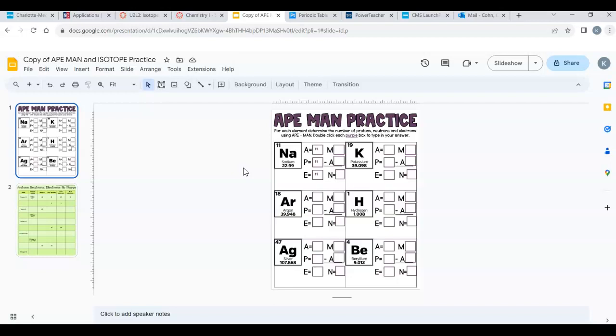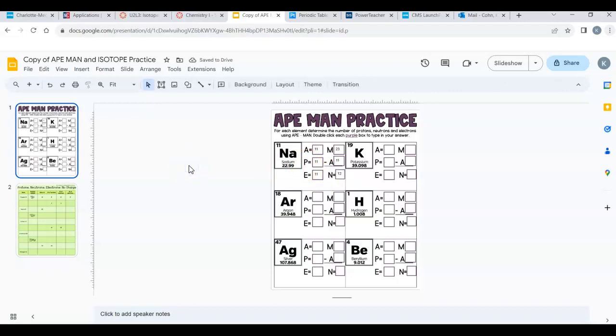Okay, now we have to calculate our neutrons, right? So here we need our mass. So remember, the M is for mass. And like I said, we are going to round to the closest whole number. So 22.99, of course, is going to round to 23. All right, and then remember M minus A, so mass minus our atomic number, which is 11, is going to give us our neutrons, okay? So 23 minus 11 is 12, okay?